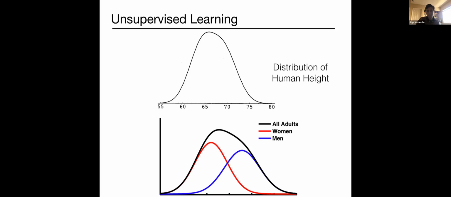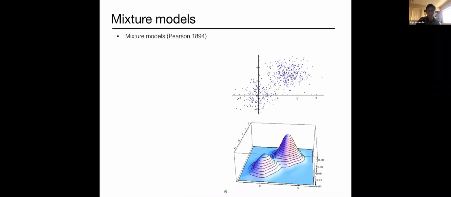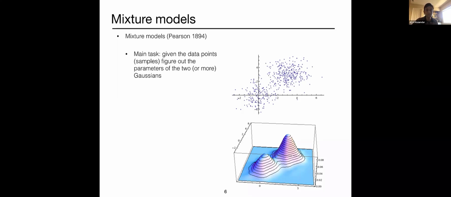Okay, so this mixture, as I said, goes pretty long back, from the time of Pearson, and the main task is, given the data points, you have these samples and you want to figure out the parameters of the two or more Gaussians. This can be in high dimension as well. For example, I have a two-dimensional Gaussian plotted over here, and if I just look at the scatter plot, the data set is going to look something like this. I don't know if you can see my cursor over here. So, yes, great. Given these data points, I want to figure out the parameters. So this is like a parametric parameter estimation problem. You want to figure out the parameters of the two Gaussians.